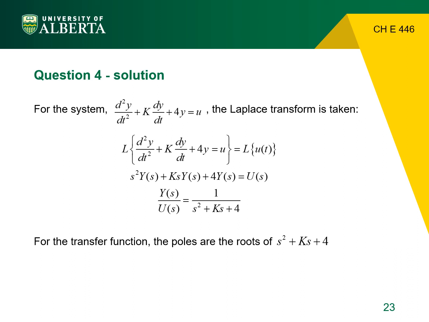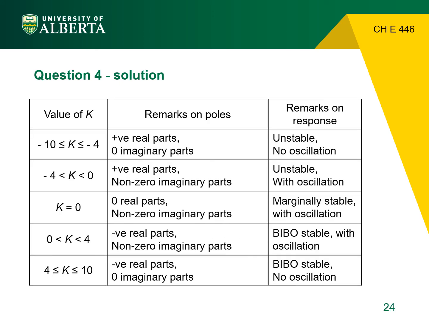For this transfer function, the poles are the roots of the denominator expression s² + ks + 4. These poles can further be computed by the expression (-k ± √(k² - 16)) / 2. The values of the poles s1 and s2 can be computed by considering different values for k.